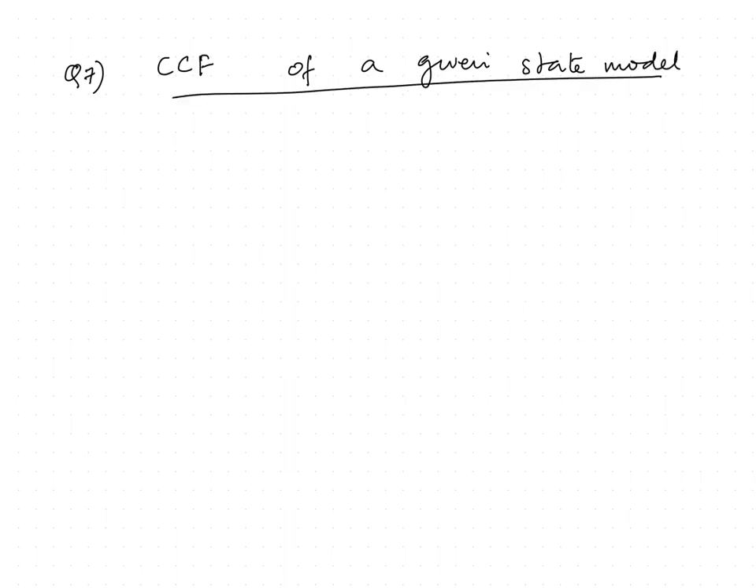Now we move on to question number 7. This question asks us to find the CCF of a given state model. We had discussed in detail how we can find the CCF given any state model. Basically, there are two methods. One can find the transfer function first from the given state model. The transfer function can be converted into controllable canonical form. Else we can use similarity transformation. So, this problem is basically using similarity transformation.